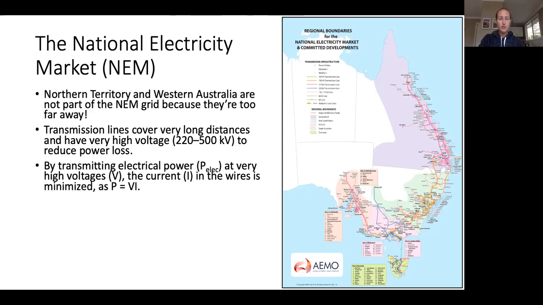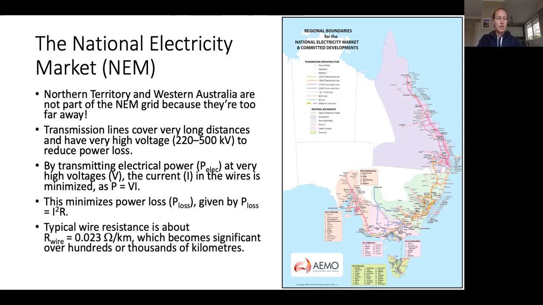By transmitting electrical power at very high voltages, the current is very small because P is equal to VI, and that's what minimizes the power loss. Just to specify, in typical wires used in the transmission grid, we have resistances of around 0.023 ohms per kilometer. That's a very, very low resistance. This is really good. But when we transmit electrical energy across thousands of kilometers, it still becomes noticeable.